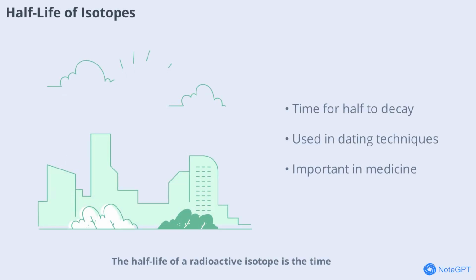The half-life of a radioactive isotope is the time it takes for half of a sample to decay. This property is unique to each isotope and is used to measure the age of rocks, fossils, and archaeological finds. Half-life is also important in medicine, where it determines how long a radioactive tracer remains active in the body. Understanding half-life is key to using isotopes safely and effectively.